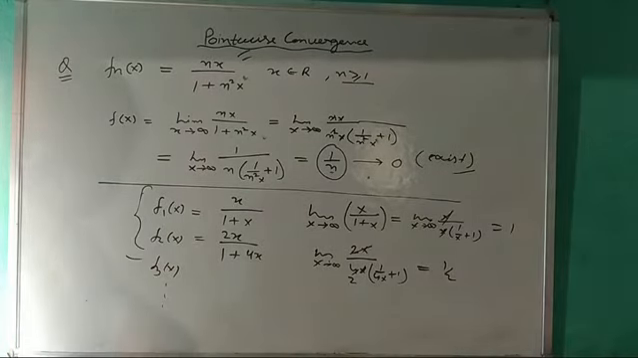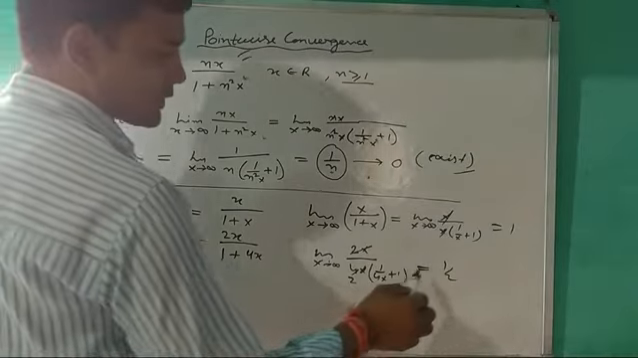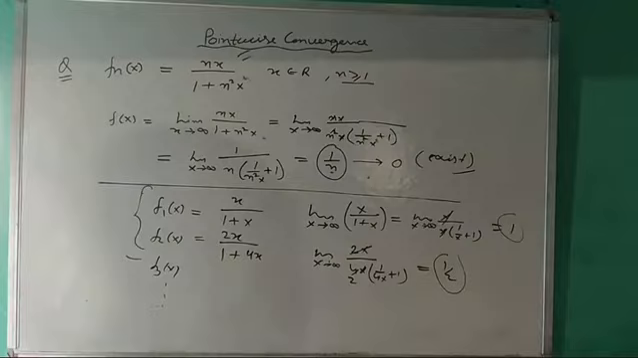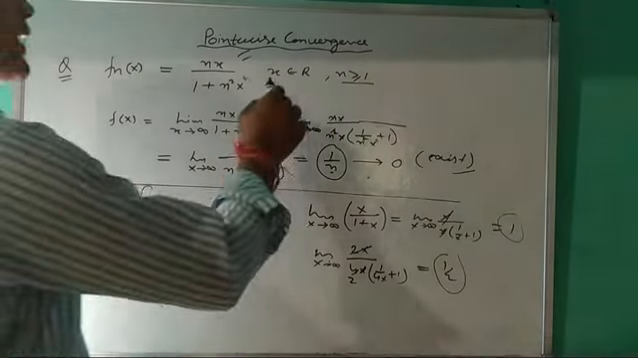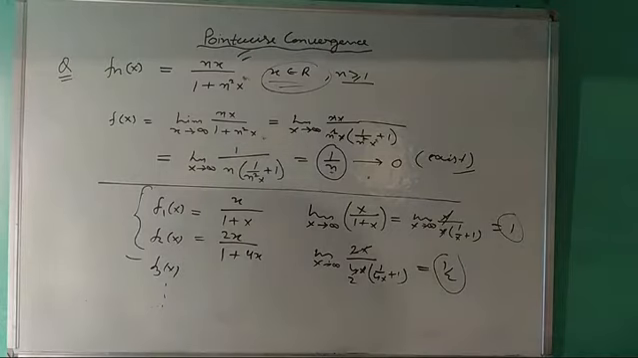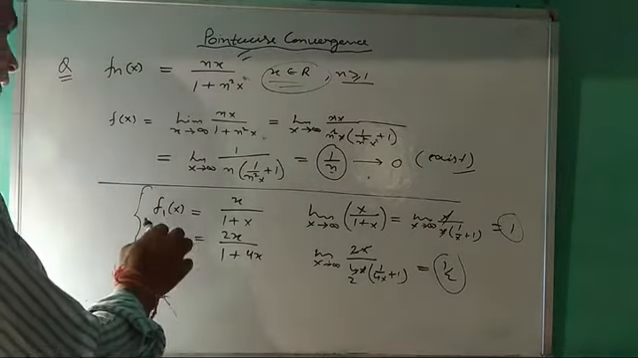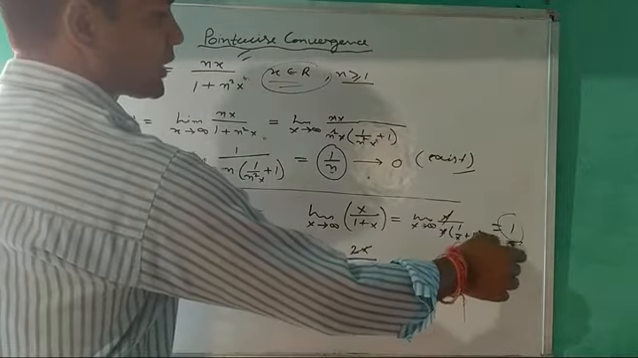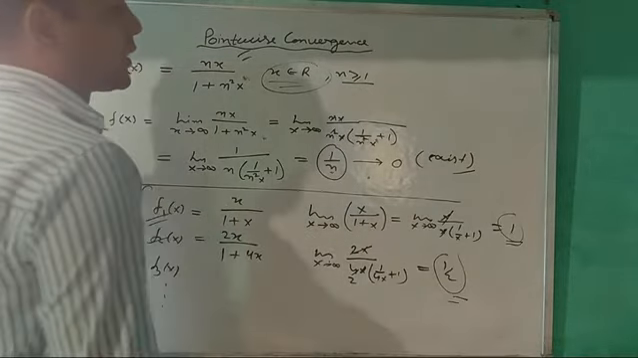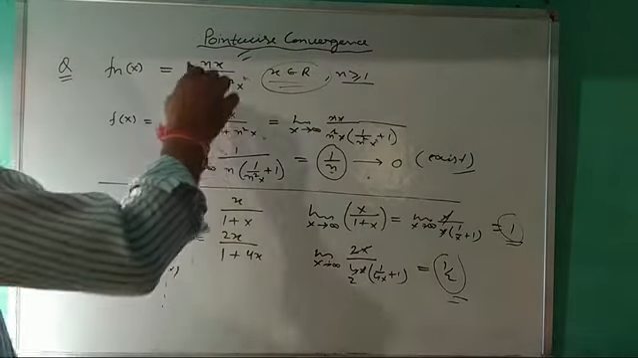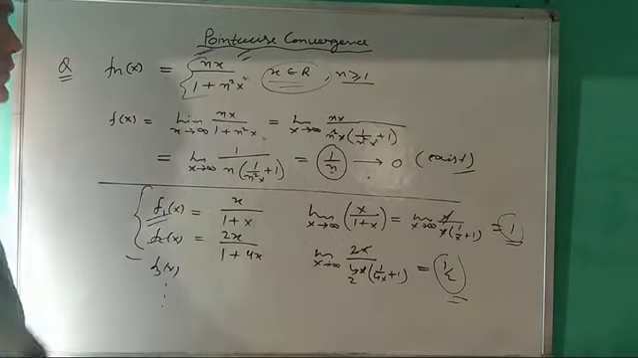has a limit at every point in the real line. And the convergence of every function tends to a particular real number in the real line. It means this function is pointwise convergent.